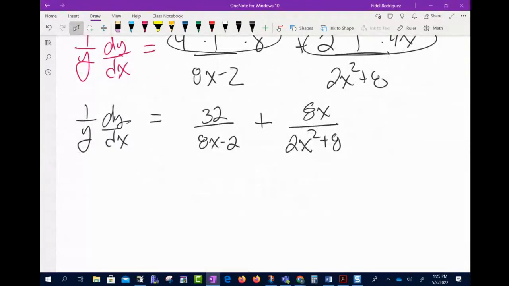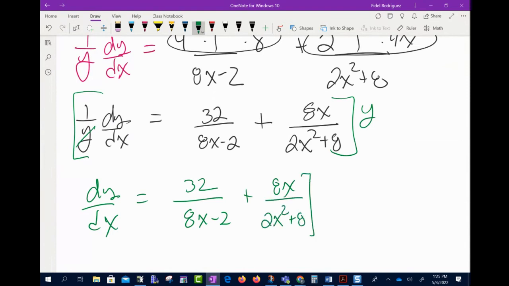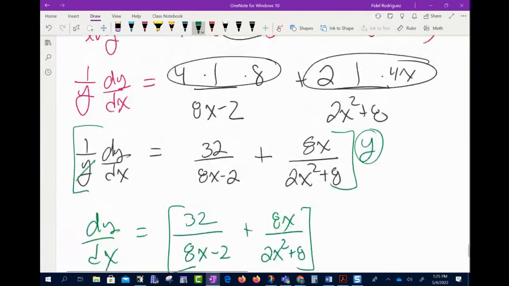Last thing I want to do here, you guys, I'm going to multiply everything here by the letter y. The reason I want to do that is I want to get rid of that y down there. So that's going to give me dy dx equals 32 over 8x minus 2, plus 8x over 2x squared plus 8, times y. But I want you to think about what y was equal to from the very beginning.